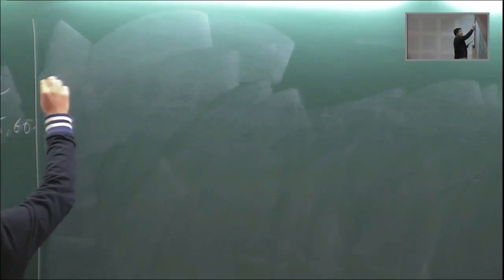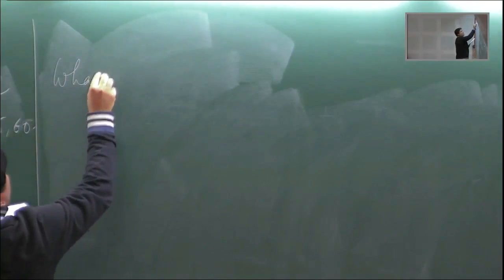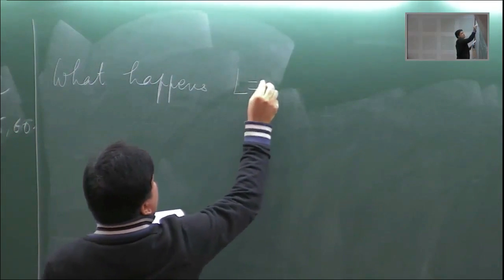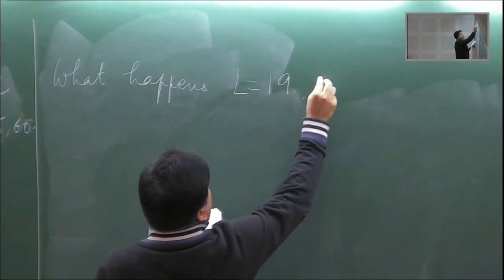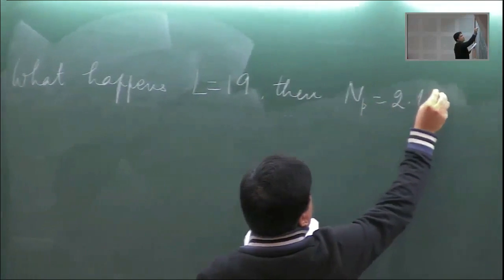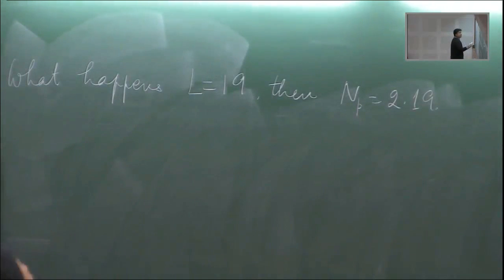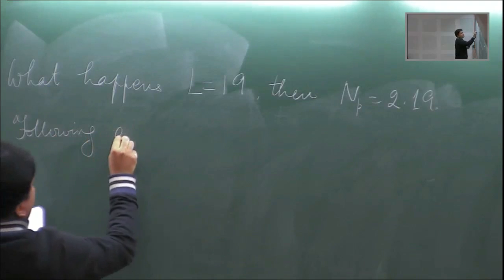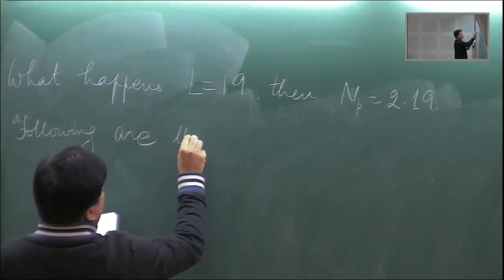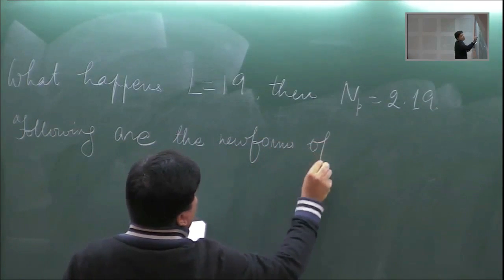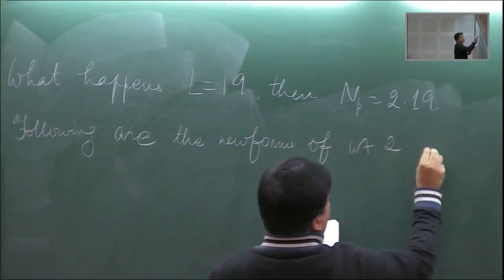So now let's look at what happens when, say, L equals 19. Then, of course, my NP here will be 2 times 19, and then you have new forms. I'm going to write down the new forms. There are two of them, new forms of weight 2 and level 38.